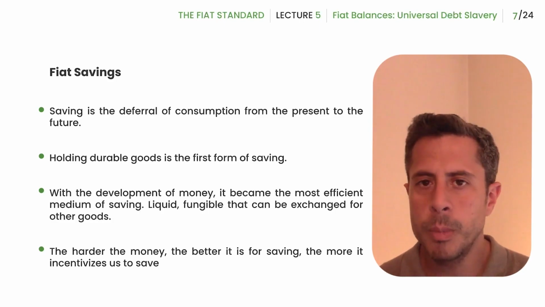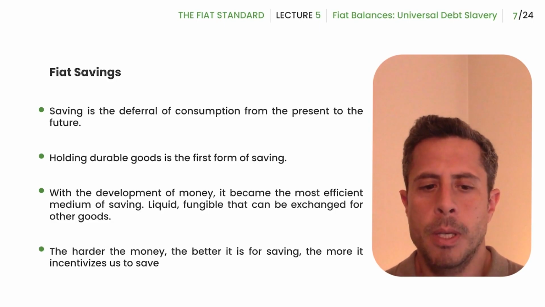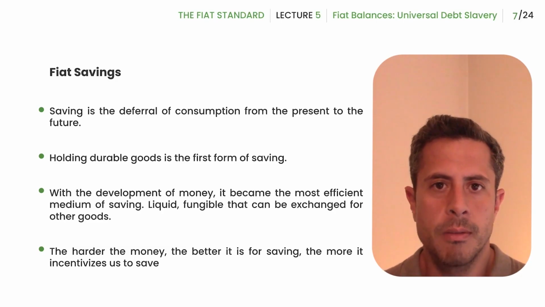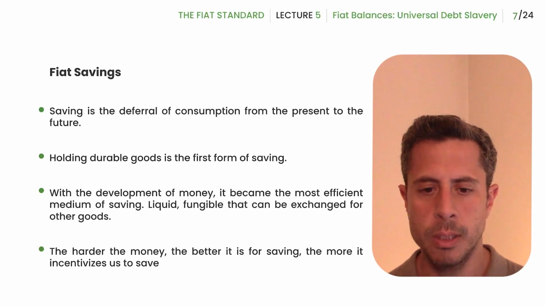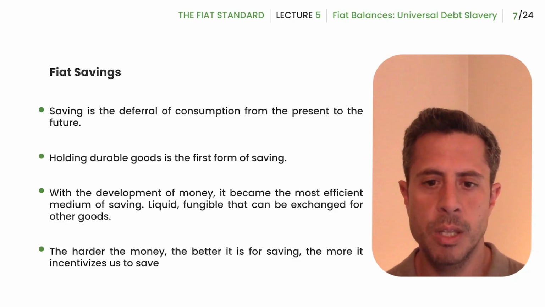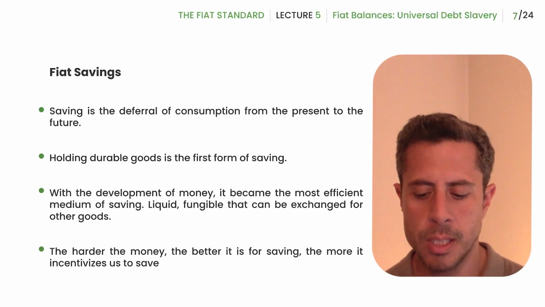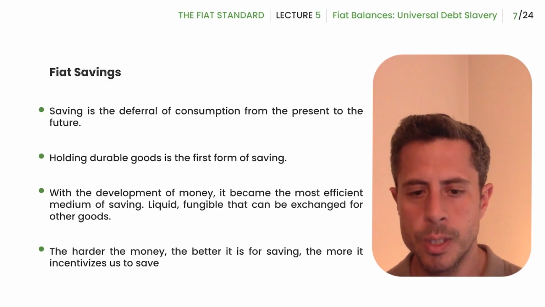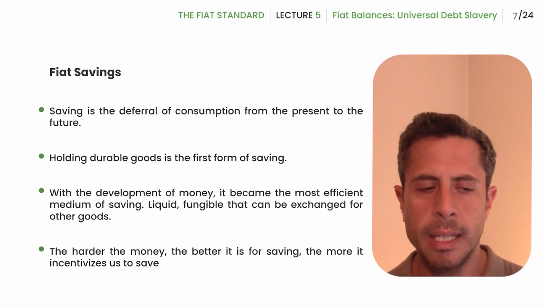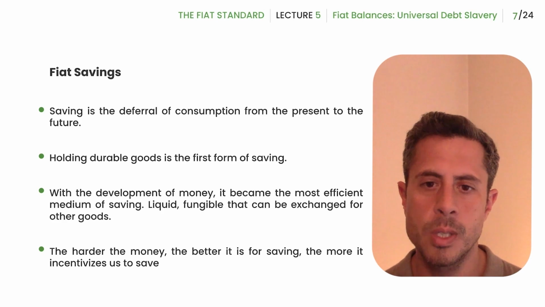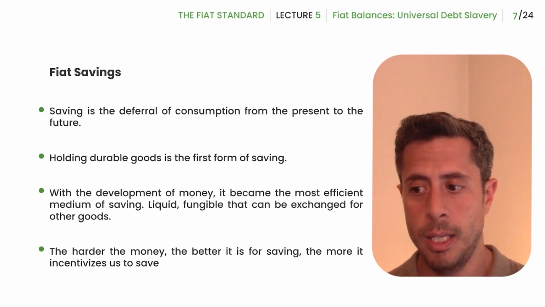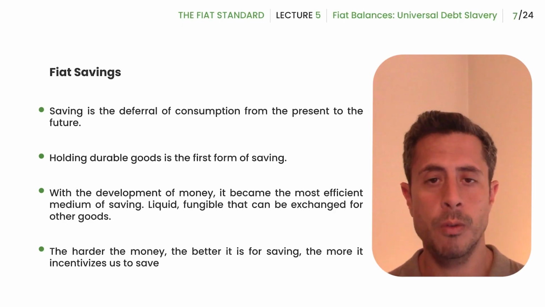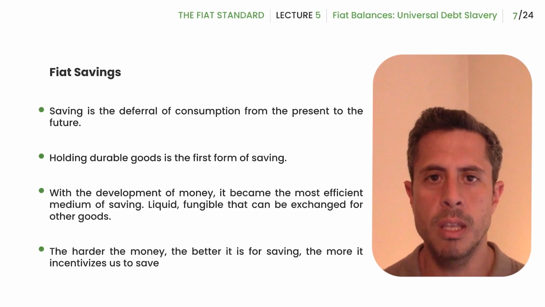But with the development of money, it became the most efficient medium of saving. Money quickly established itself as the best way to save because it is liquid, it is fungible, and it can be exchanged easily for other goods. That's the best thing about it. If you save physical goods, in the future, that is only beneficial to you if you need those same particular goods in the future. But if you save liquid wealth in the form of money, in the future, it's beneficial for you and it's useful for you, whatever it is that you want. Whatever you want can be exchanged for money the most easily.